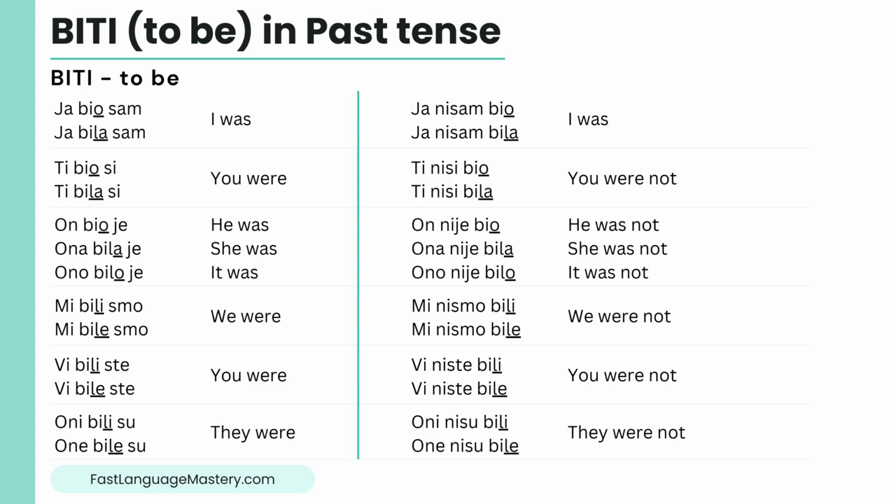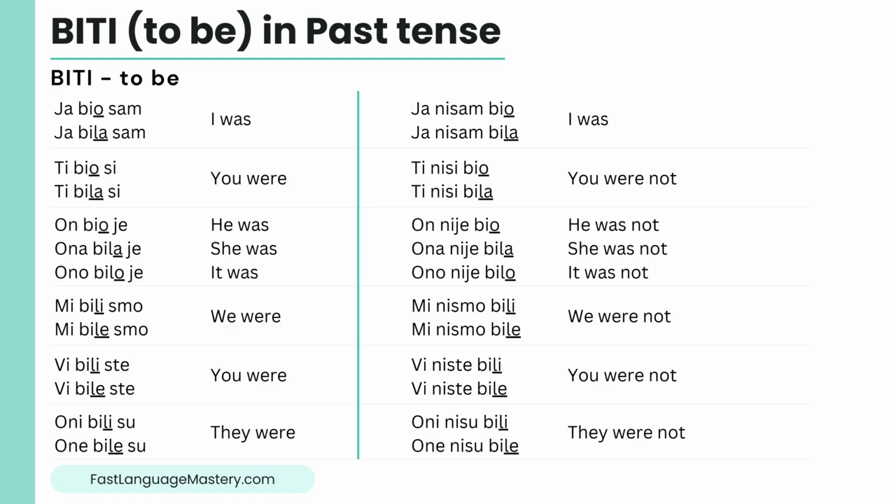And here is the verb to be in the past tense. Here is how we do it with the verb to be. Basically, we use to be with to be. It means ja bio sam or ja sam bio. Sam is present tense, bio is past tense.